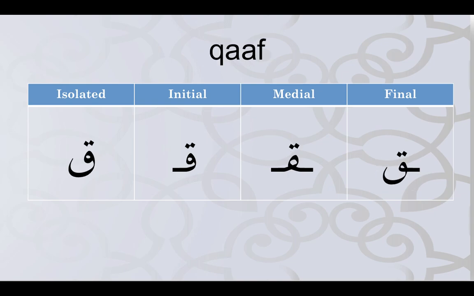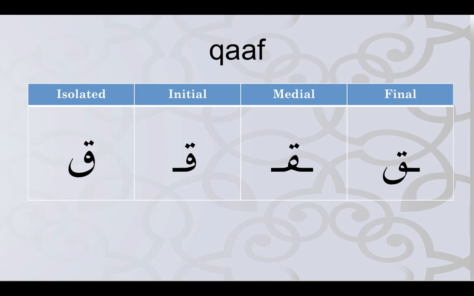Next is the letter Fa, and the sister letters Fa and Qaf. The letter Fa, its isolated, initial, medial, and final forms are separate from each other, but the slight difference between the two, and you will notice, is that the Qaf has two dots on it, whereas the Fa has one dot on it, and it's written with a circle and then connected to the other letter. Fa has one dot, Qaf has two dots.